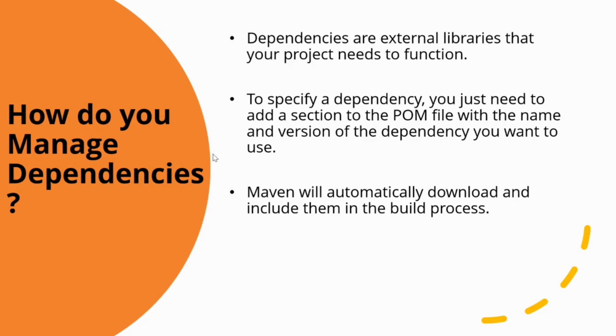Next question is, how do you manage the dependencies? Dependencies are external libraries that your project needs to function. To specify a dependency, you just need to add a section to the POM file with the name and version of the dependency you want to use. Maven will automatically download and include them in the build process. This makes it super easy to include the external libraries and ensures that you have all the dependencies you need.